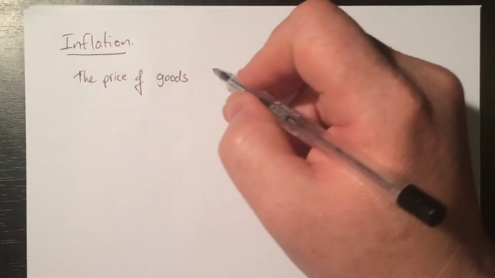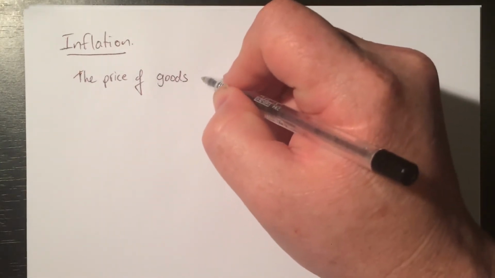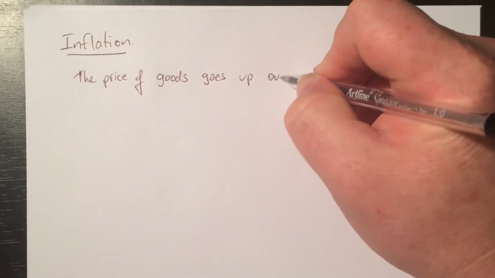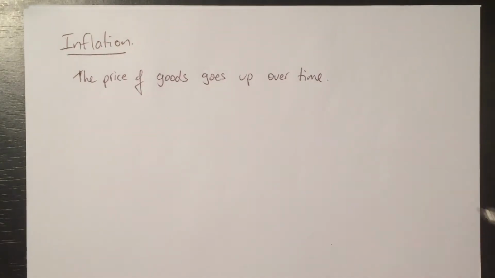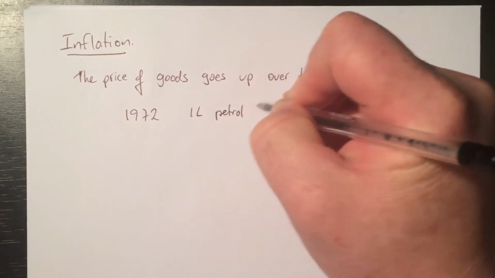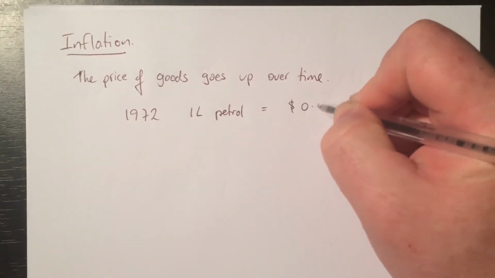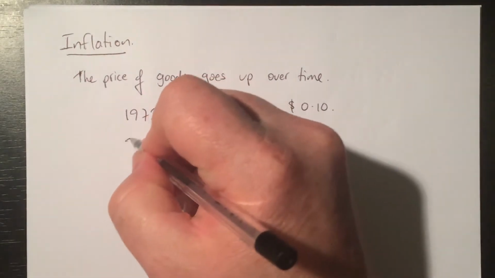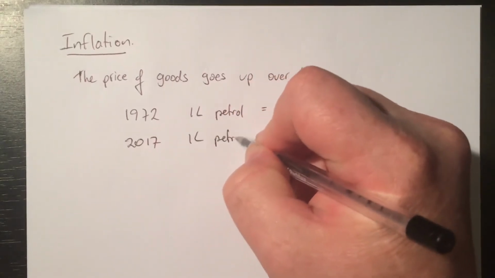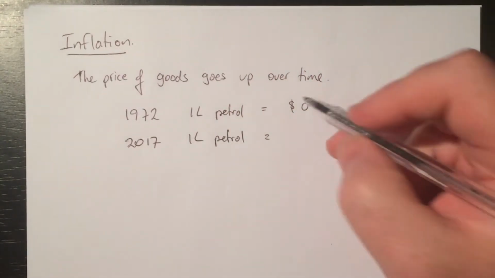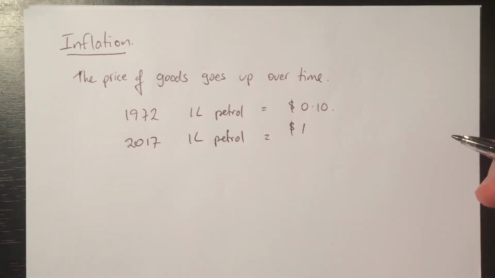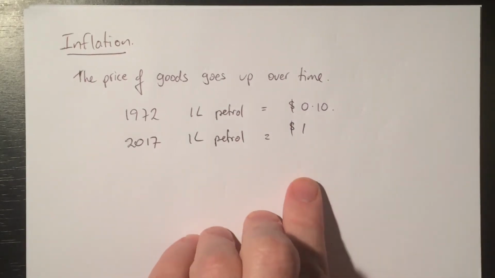In the 70s, the early 70s, a litre of petrol cost 10 cents. Today, in 2017, a litre of petrol now costs anywhere from $1.20 up to $1.50.